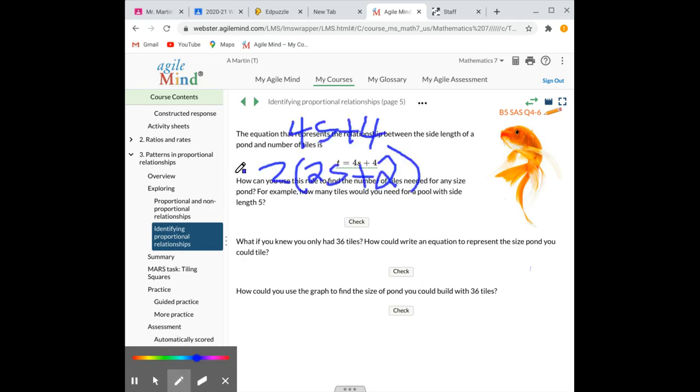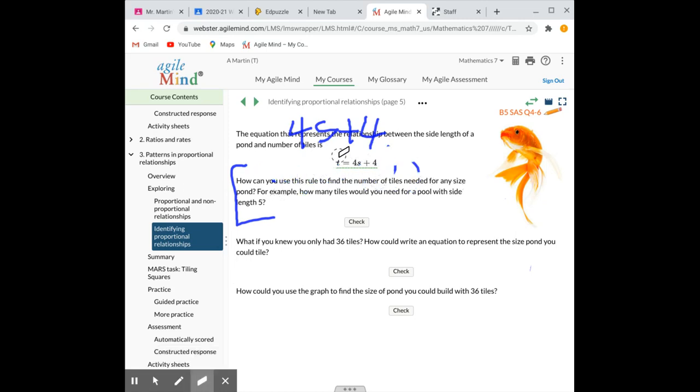So didn't we need it to determine this question right here? Yes, sir. All right. And that question was saying, how many tiles would you need for a pool that had a side of 5? We needed the equation to be able to solve that. And we also needed the equation to solve for if we knew the number of tiles. So you basically need the equation if you only have the side length or you only have the number of what? Tiles. Good.